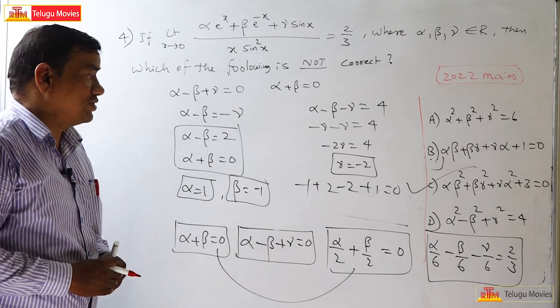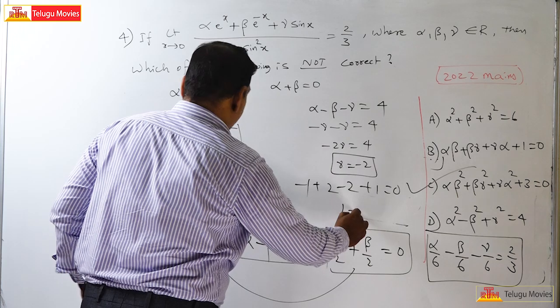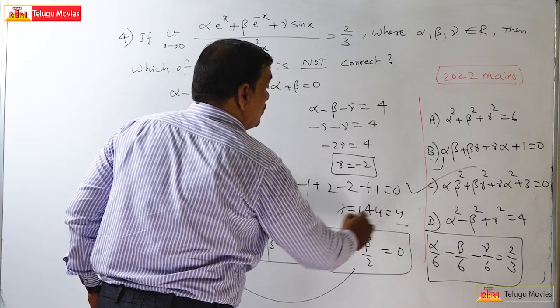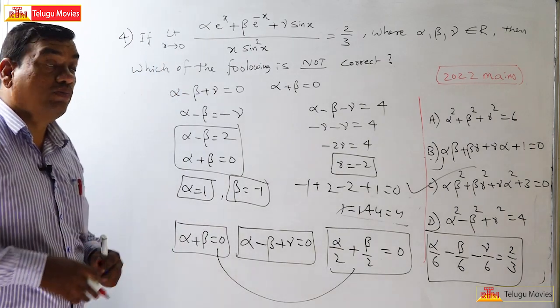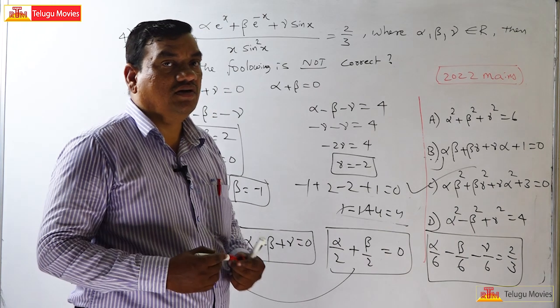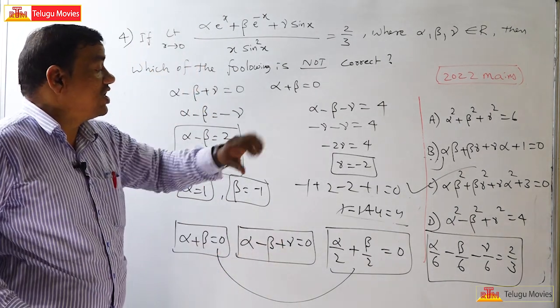The third one: alpha square minus beta square plus gamma square. Alpha square value 1, minus beta square value also 1, gamma square value 4. 4 is equal to 4, so that one is also true, but the question asks for the one that is not true. Definitely you substitute in C and you will not get the correct answer. So the correct option is C.